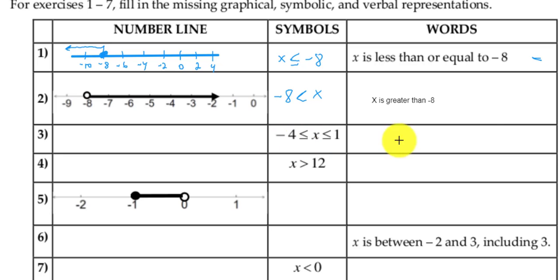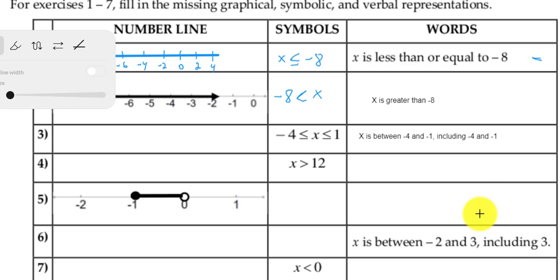Number 3, they give us the symbols. We have to come up with the picture and the words. So for the words, I'm going to say x is greater than -4 and less than 1, inclusive. Or you could say x is between -4 and -1, including -4 and -1. Right, so I wrote x is between -4 and -1, including -4 and -1. I wrote this including part because of the bar under each of the inequality signs.